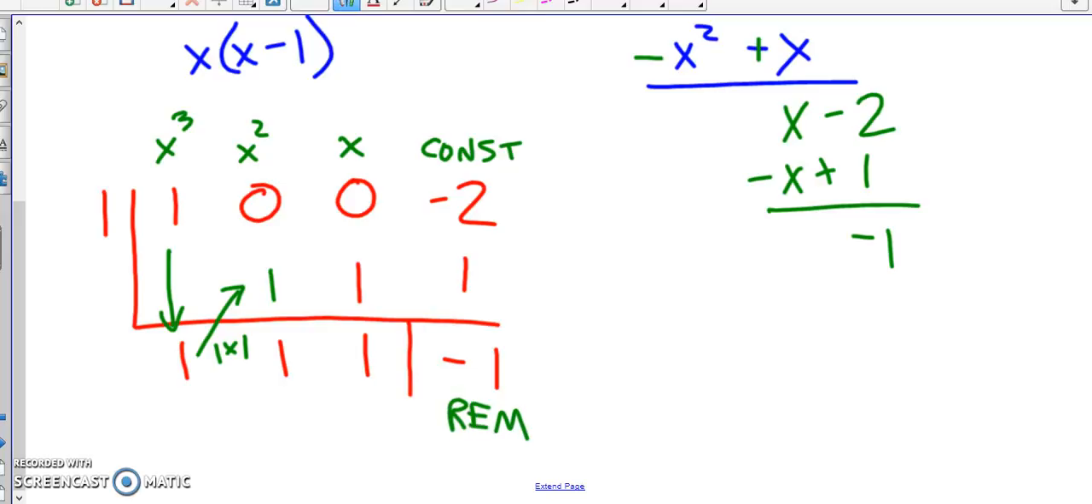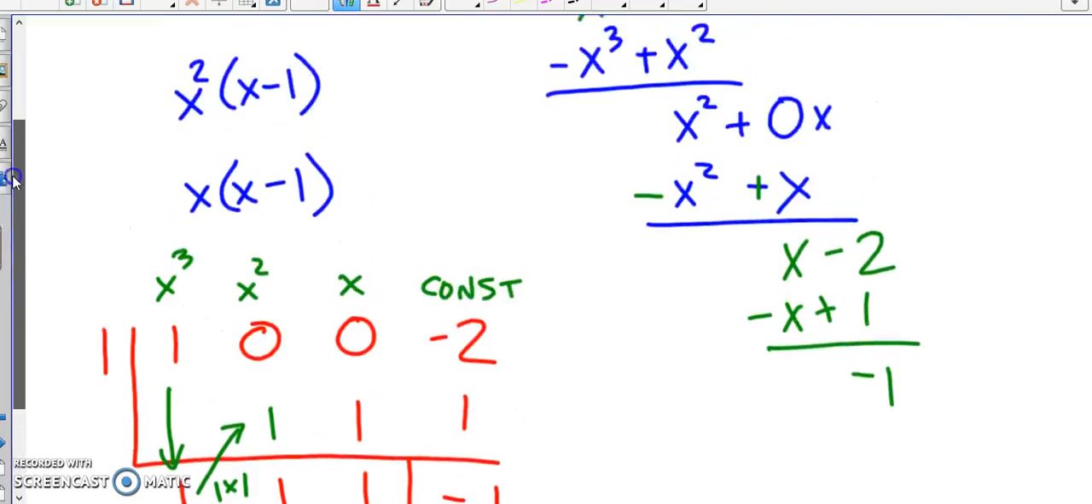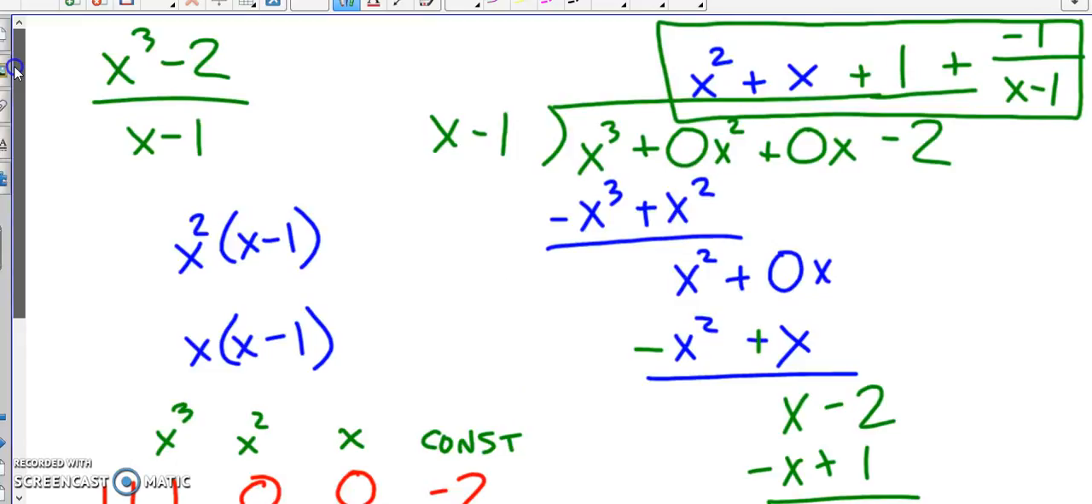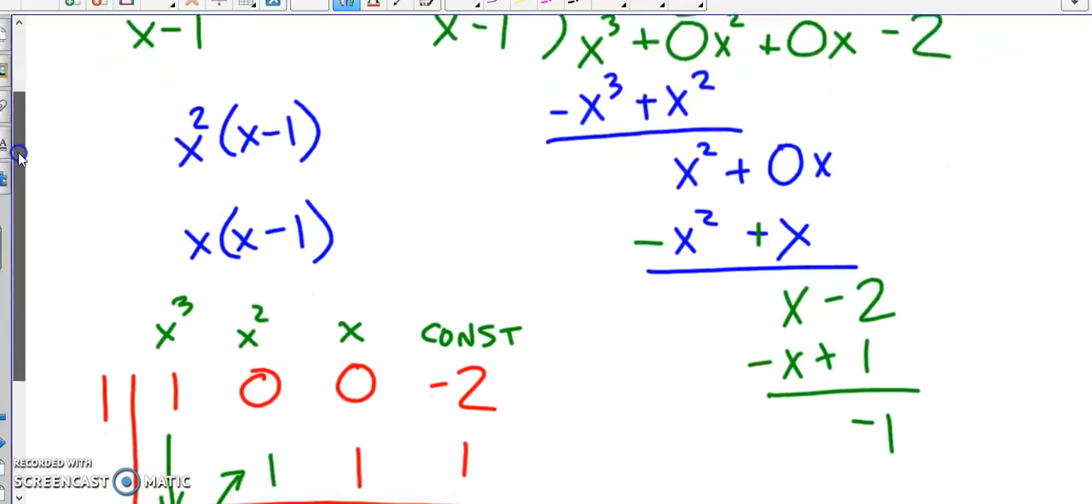Now, there are 2 schools of thought to come up with this answer. The first school of thought is when you do synthetic division, it always drops the power by 1. So if this one originally started out with x cubed, this one's going to start off with x squared. So this would be 1x squared plus x plus 1 plus negative 1 over x minus 1, which is the exact same answer I got over there. Okay?